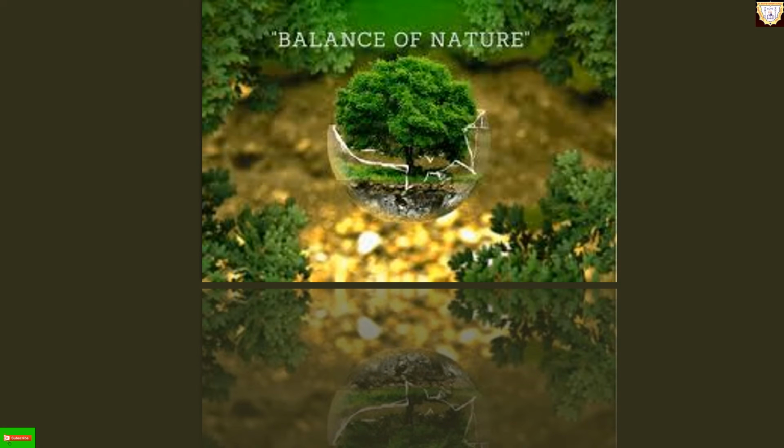Balance of nature. There should be a balance between plants and animals in nature. What would happen if there is a sudden increase in the population of animals? It would be difficult for the plants to supply food and oxygen to all the animals. Similarly, if there would be an increase in plants, then animals would not be able to supply enough carbon dioxide to all the plants for preparing food. Thus, a balance in nature is essential for all living beings.